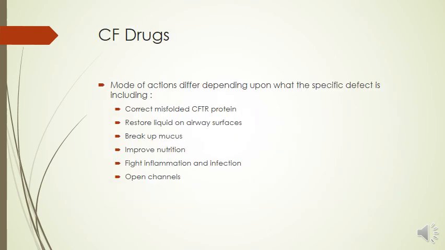If we look at some of the drugs that are now being used to treat cystic fibrosis, we can see that their modes of action differ depending upon the specific defect an individual has. For example, we can correct the misfolded CFTR proteins. We can restore liquid on airway surfaces. We can break up mucus. We can improve nutrition. We can fight inflammation and infection. And we're able to open up the ion channels.